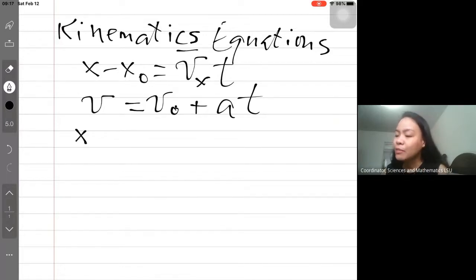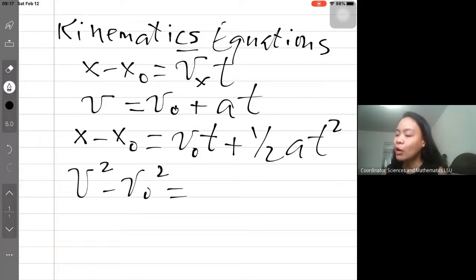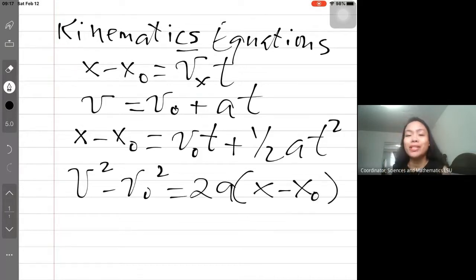All right, and another kinematics equation, distance will be equal to the initial velocity times time plus 1 half at squared. Okay, where v sub o is again the initial velocity. And lastly, we have v squared minus v sub o squared. That will be equal to 2a multiplied by the change in the position or the distance. Okay, so these are our four kinematics equations that we can use in order to solve problems with regards to motion along the x-axis or horizontal motion, as we say.